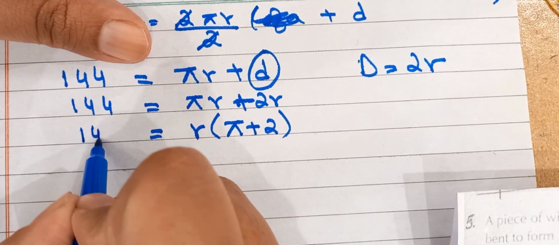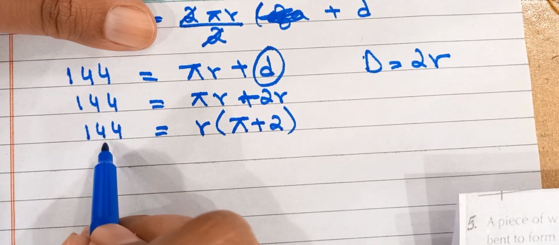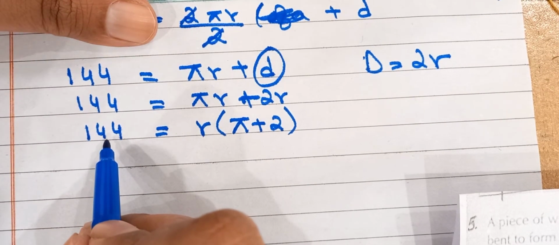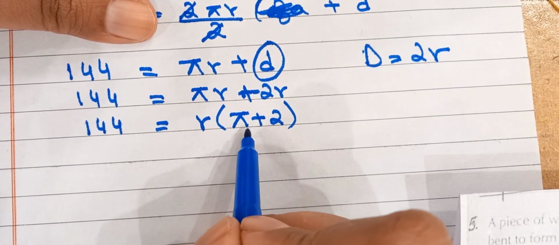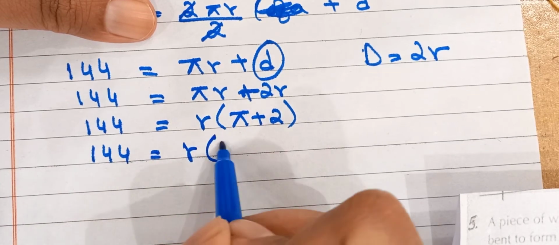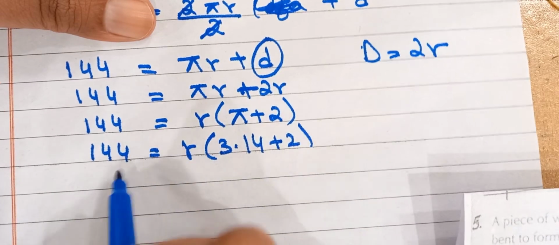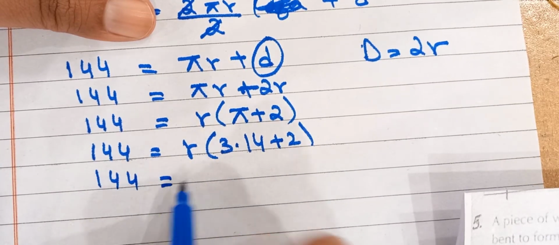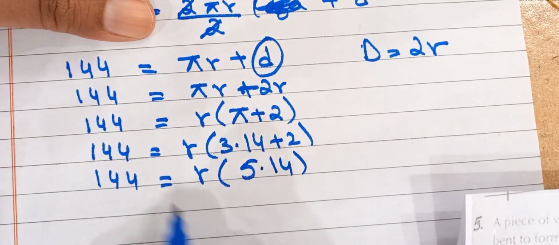Now 144, I am just writing down 144, the length of the wire here, which is equivalent to the perimeter of the shape. Now I will replace pi with 3.14, so it is equal to r times (3.14 plus 2). Now they are numbers, I can add them. So when I add them, it will be 5.14.